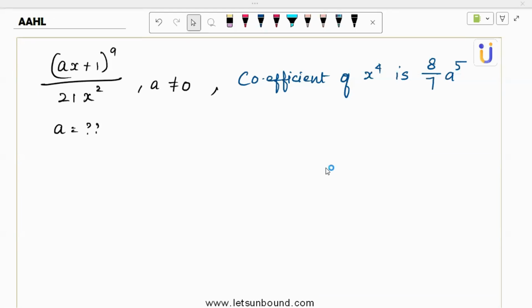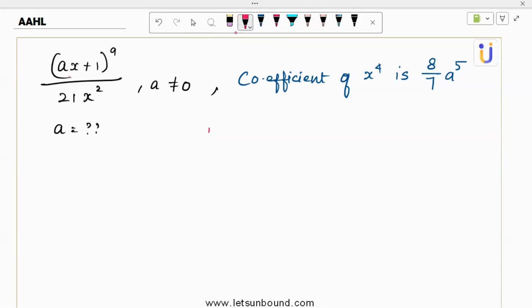We are in the series and question number 5 is what we are going to discuss. It's a binomial expansion concept. So simple, just with general term knowledge we can solve it. Here is an expansion (ax + 1)^9, that's binomial, divided by 21x², and the coefficient of x⁴ of this entire expansion is given. So what is our a? a is not equal to 0. Right, let's proceed with that. This 21x² doesn't matter. We need to expand (ax + 1)^9 and they will act together.